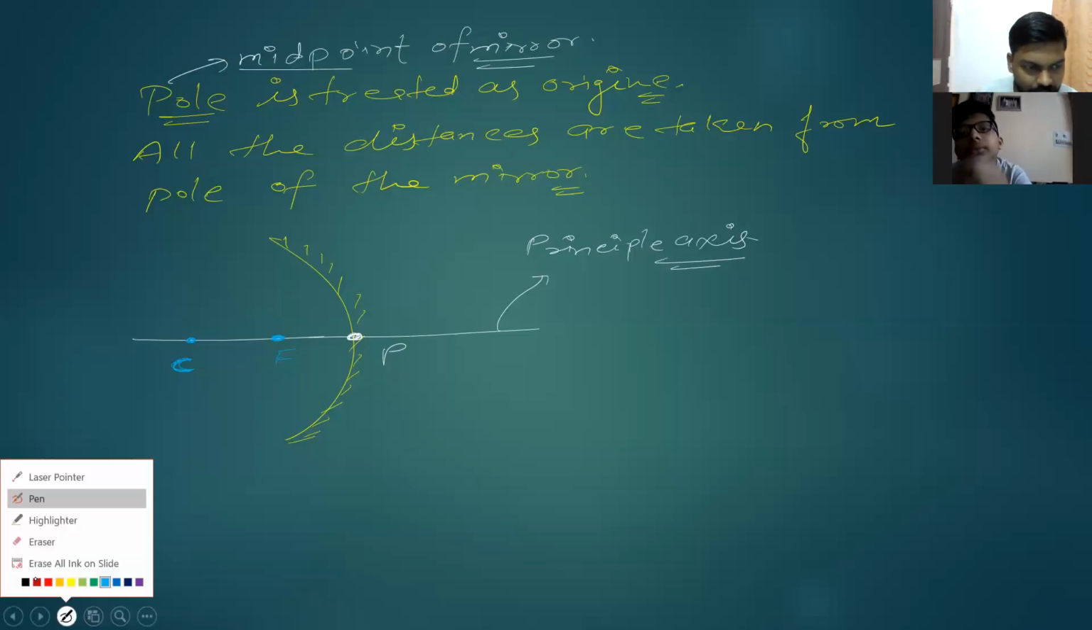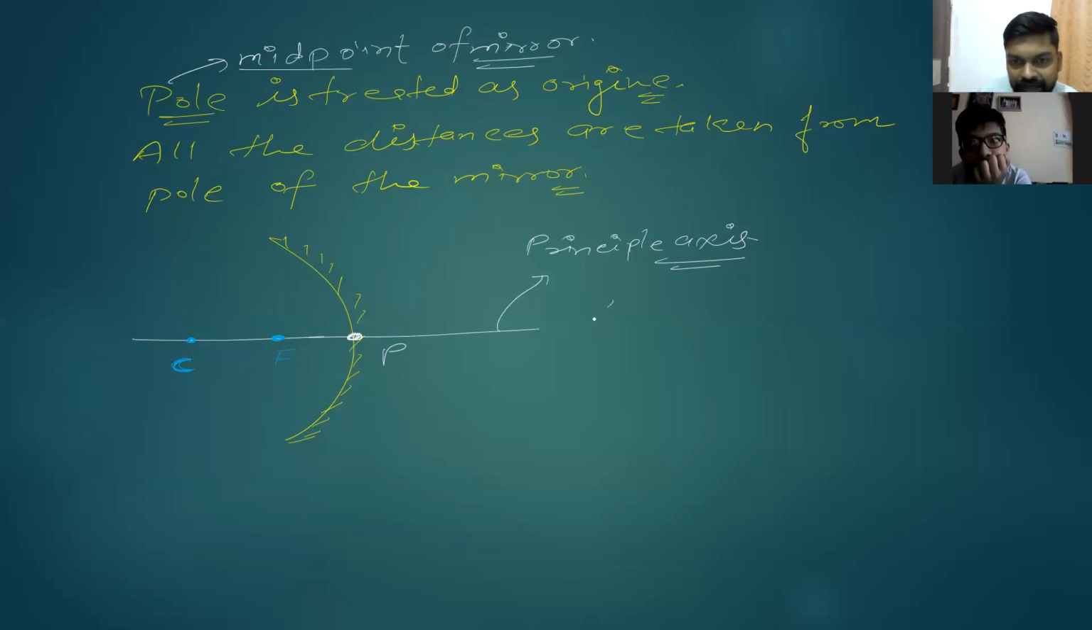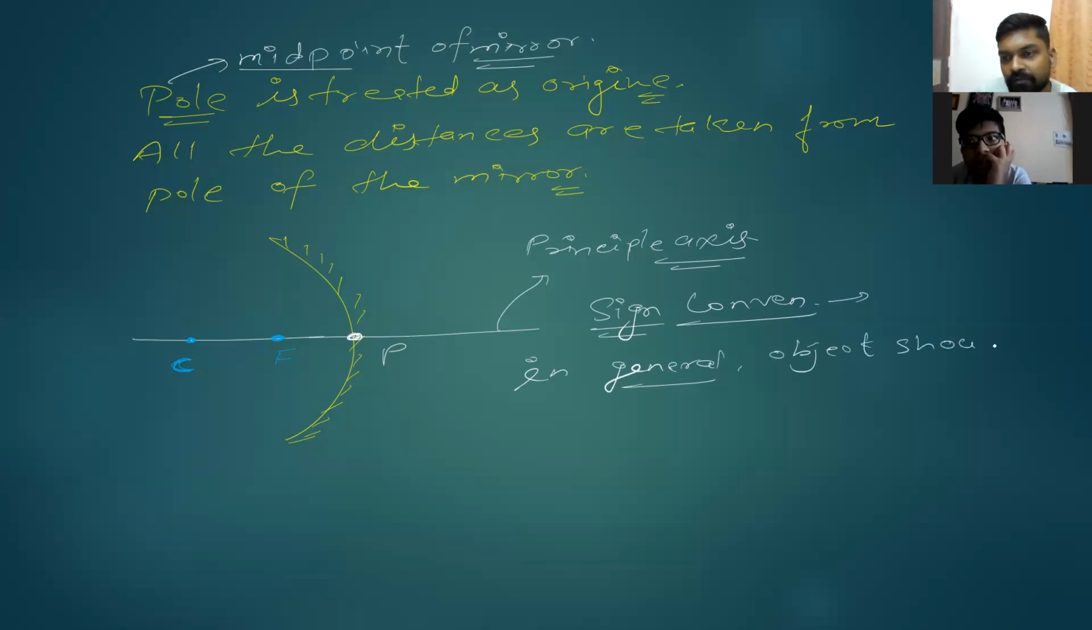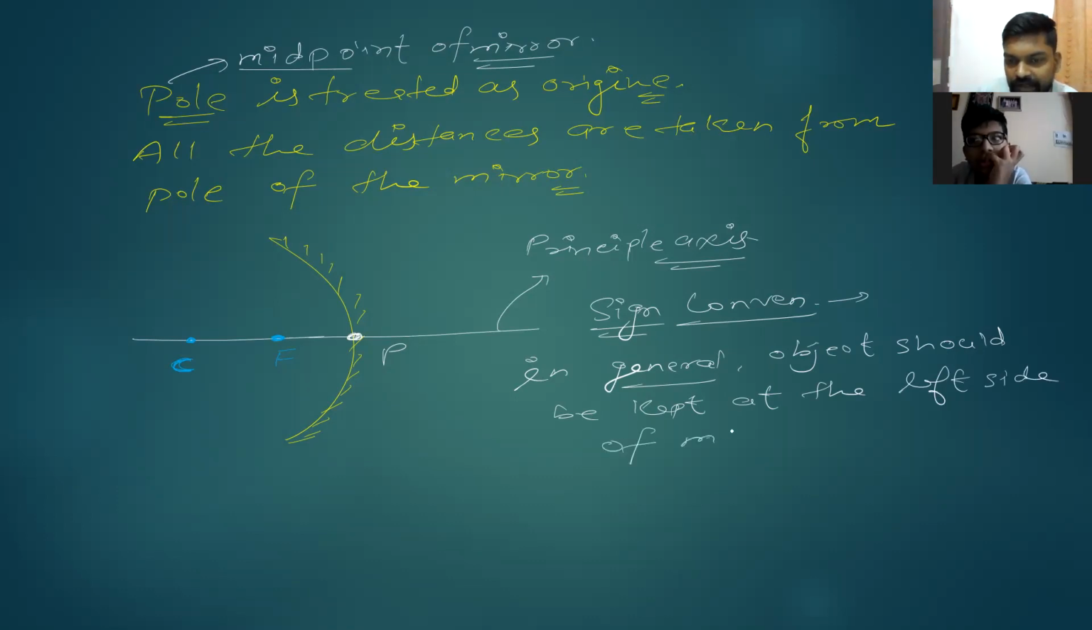So now I'm talking about the sign convention. So what is sign convention? In general, the object should be kept at the left side of the mirror. Object should be kept at the left side of mirror.